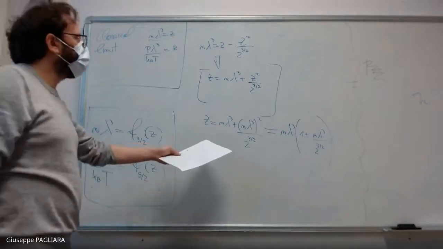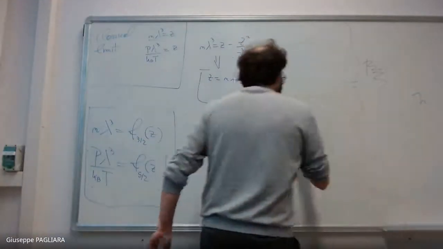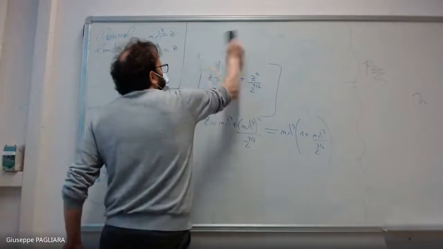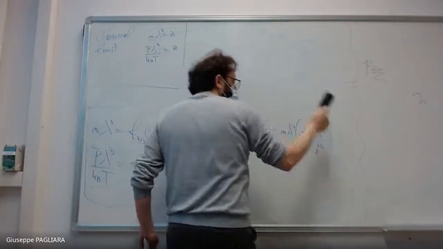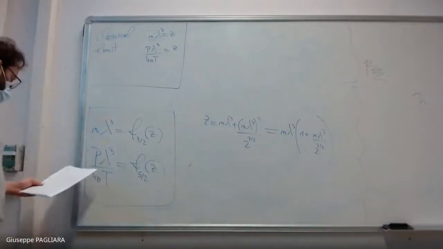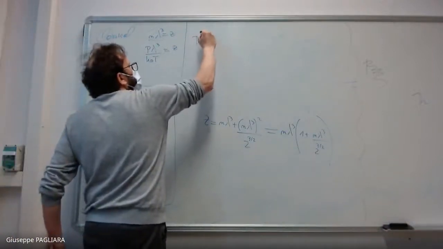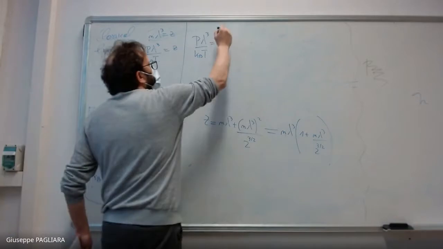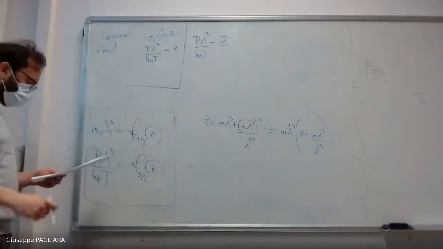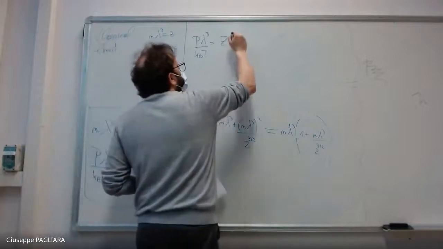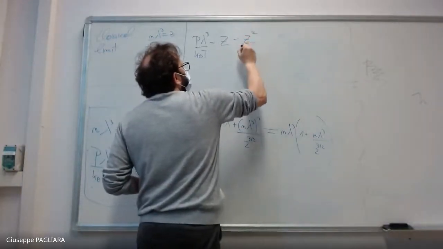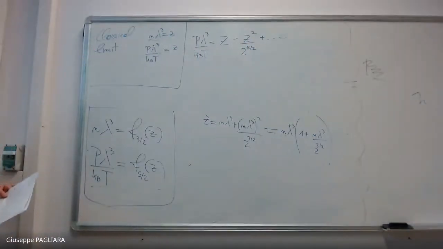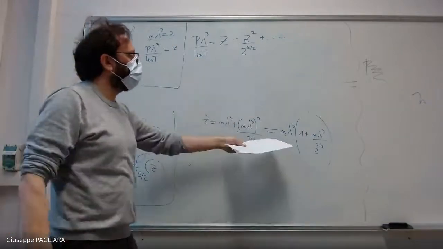Now what I do is to take this function of z, this estimate of z at second order in n lambda cubed, and substitute in the expression for the pressure. Because for the pressure, I had P lambda cubed divided by kBT is equal to z, the leading term, then minus z squared divided by 2 to the power of 5 half, plus other terms. And then, instead of z, I put this number here.